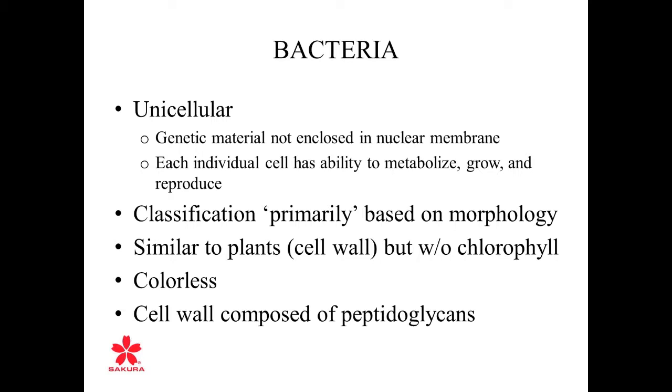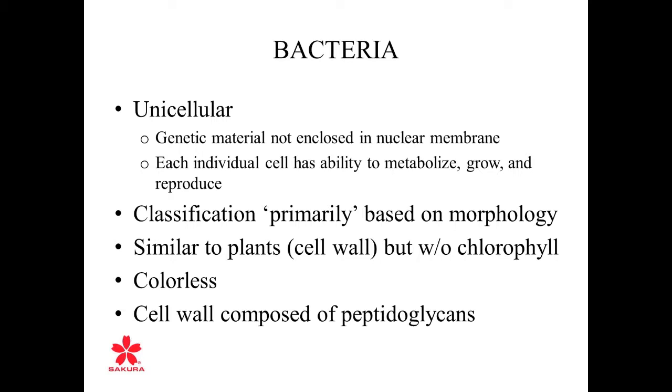Each individual cell has the ability to metabolize and grow and reproduce, which actually adds to the systemic nature of the infection. They can rapidly grow, they grow in colonies, and they can reproduce readily, and they can spread readily throughout the body. The classification primarily is based on the morphology of the bacteria, whether it's oval or spherical or spiral. That's basically how they classify each bacteria.